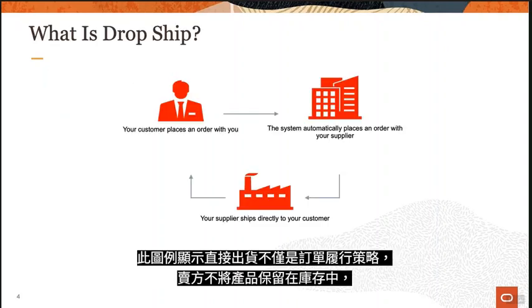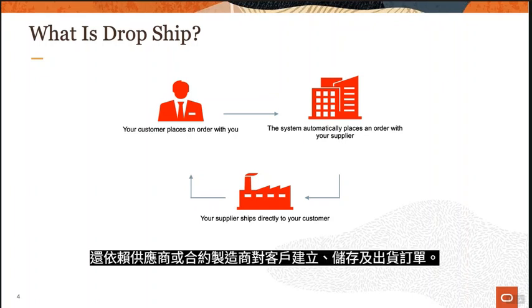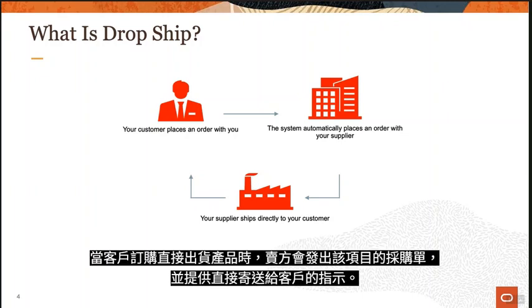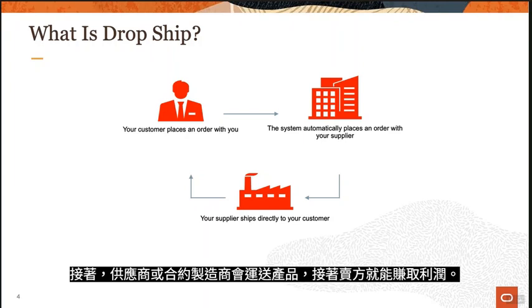This illustration shows that dropshipping is an order fulfillment strategy where the seller does not keep products in inventory, but instead relies on suppliers or contract manufacturers to build, store, and ship orders to customers. When a customer places an order for a drop-shipped product, the seller issues a purchase order for the item and provides instructions for shipping directly to the customer. In turn, the suppliers or contract manufacturers ship the product, then the seller earns their profit.